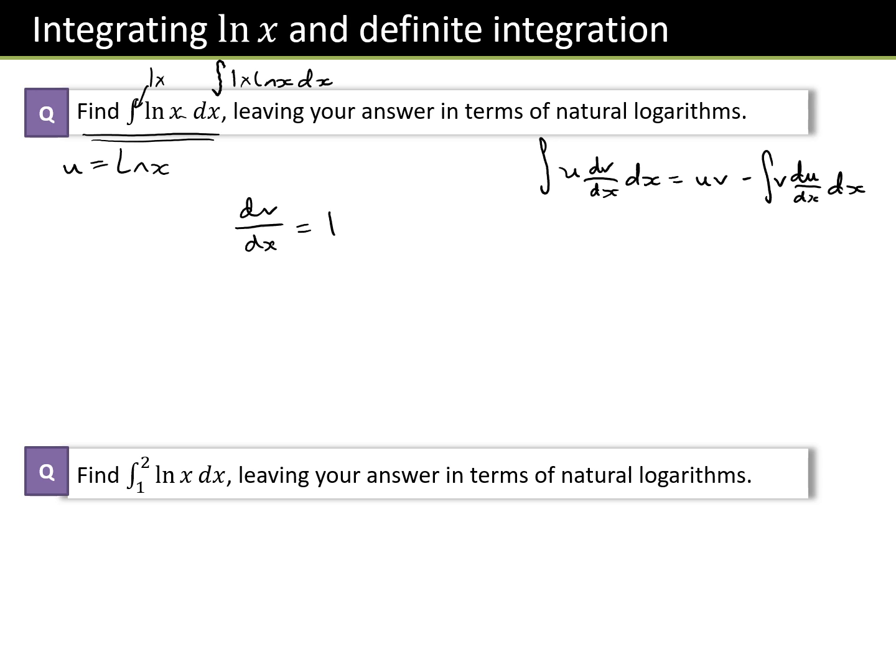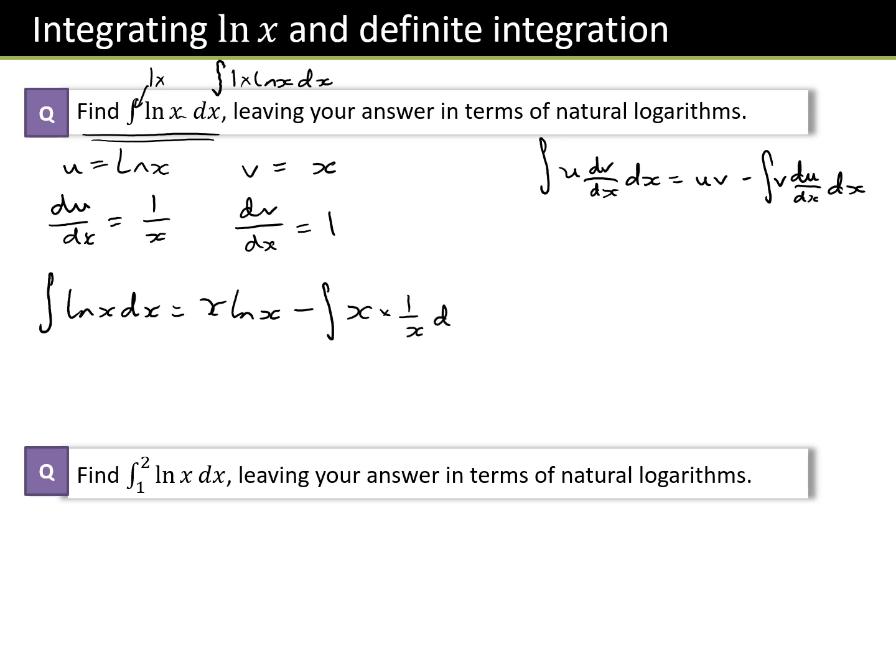Okay, so now we've got the two things. So du by dx we can work out. v we can work out. So v is going to be x. du by dx is 1 over x. So the integral of natural log of x dx is equal to uv, so x natural log of x, minus the integral of v du dx. So v du dx, x times 1 over x dx, x natural log of x minus the integral, x times 1 over x is 1.